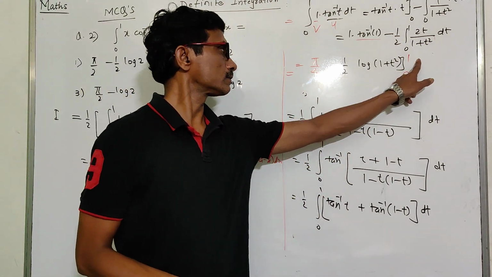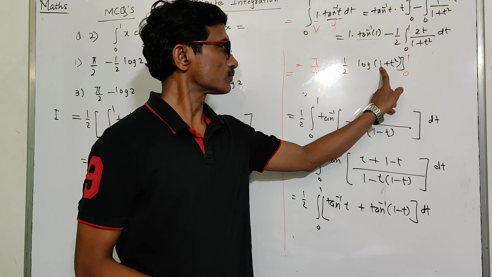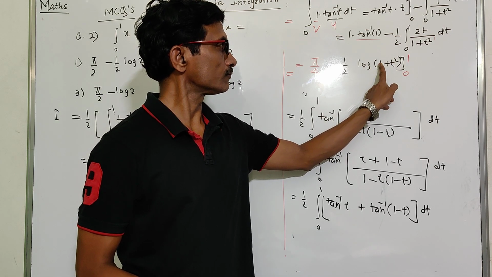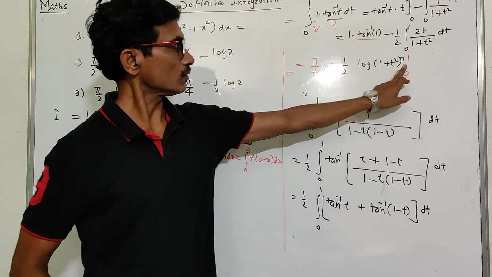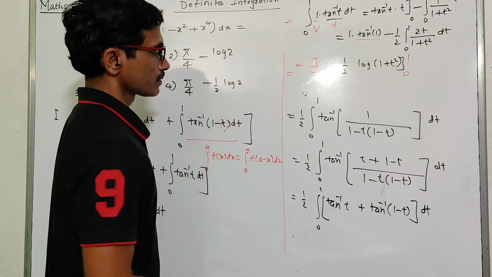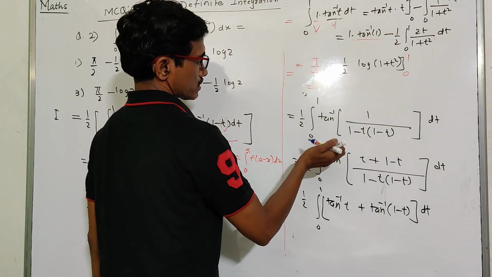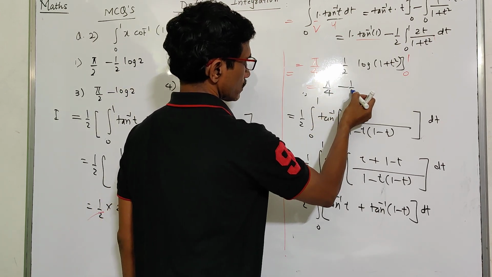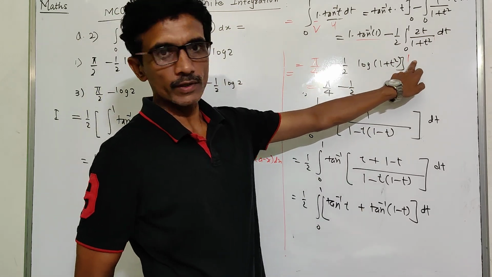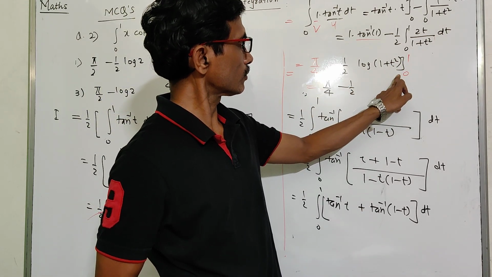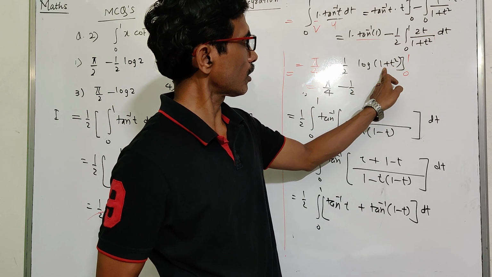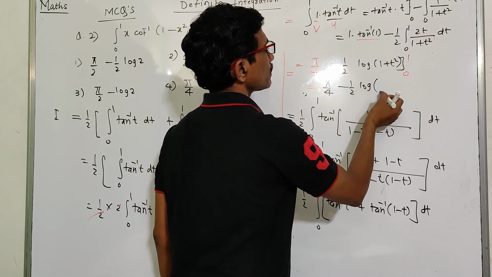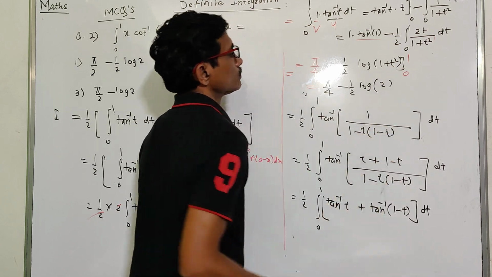For upper limit it is 1 plus 1, it becomes 2, and this is 0. So 0 and log of 1 is 0. So only upper limits we substitute. It is pi by 4 minus 1 by 2. Upper limit we substitute only because at lower limit it becomes 0. Log of 1 is 0. So it will be log of 1 plus 1, it gives 2.